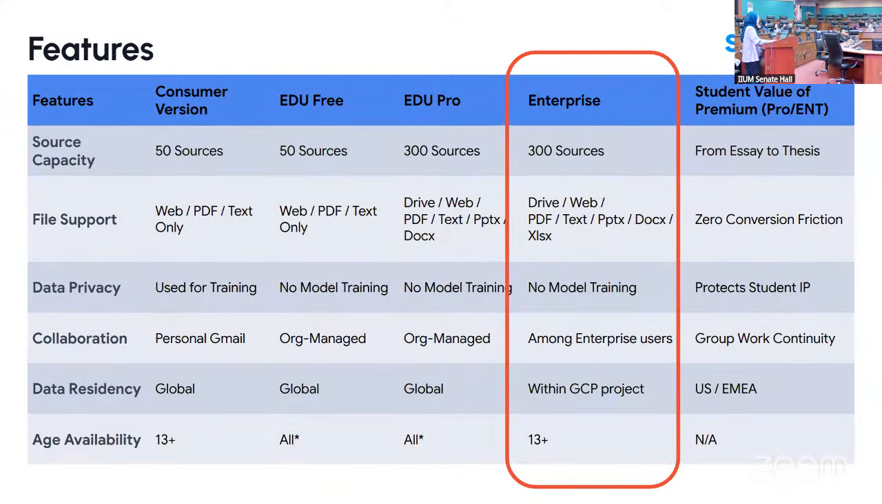So this is a summary of what I mentioned earlier. The consumer version only has 50 sources, enterprise has 300, and the file types are supported, and for data privacy, your data is not used for AI model training.